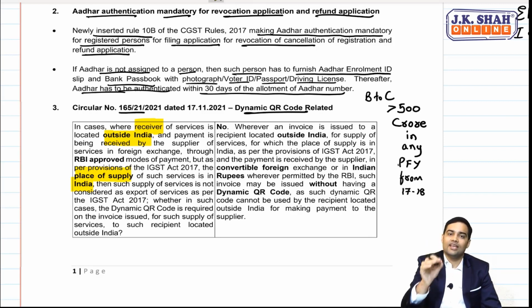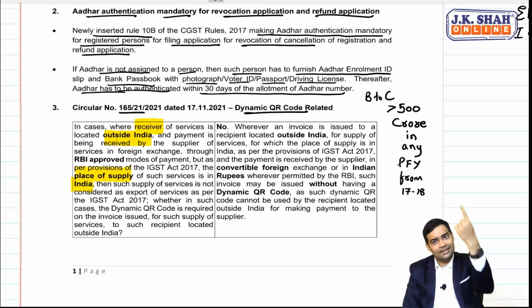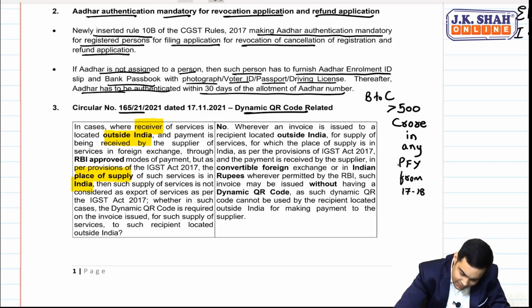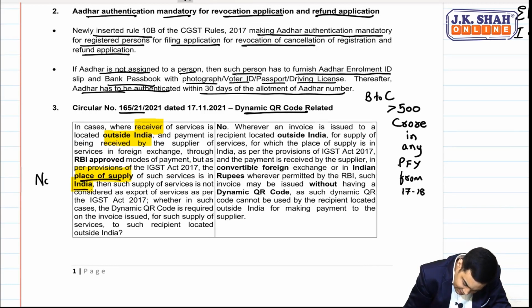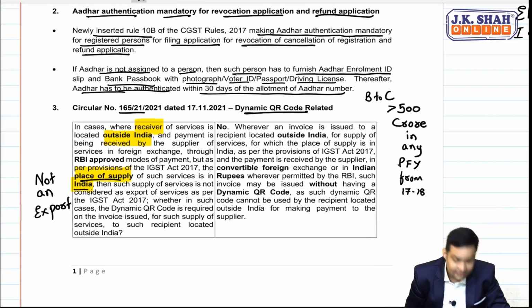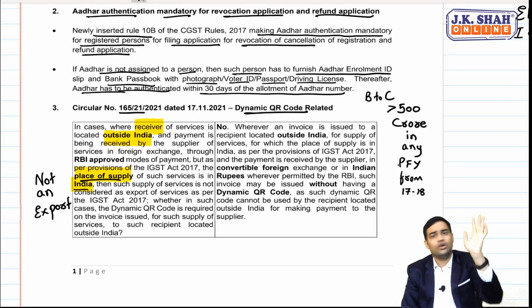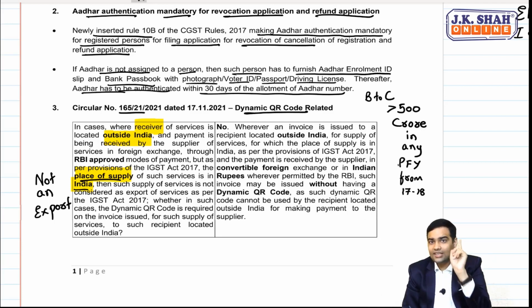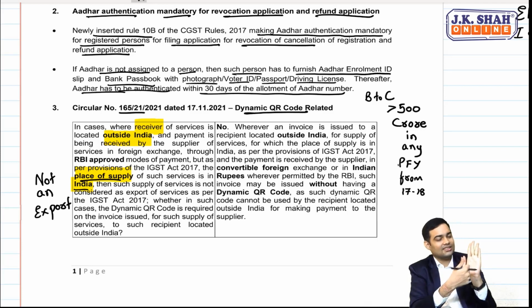The question was whether dynamic QR code is required for such cases where the receiver is outside India, he is paying in foreign exchange, but the place of supply is in India. People, please understand, if the place of supply is in India, it is not an export transaction. So the question was, if it is not an export transaction, then in that case, see, for an export transaction there is no need for dynamic QR code. But for this case, is dynamic QR code required? As I told you, what is the benefit of dynamic QR code? A person can scan and pay through that dynamic QR code.